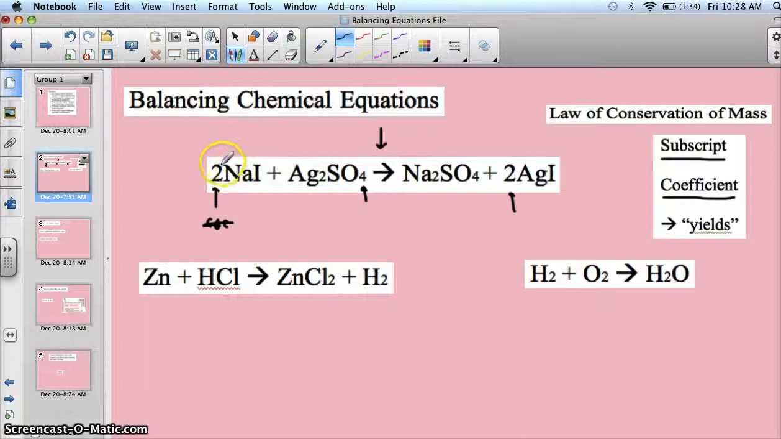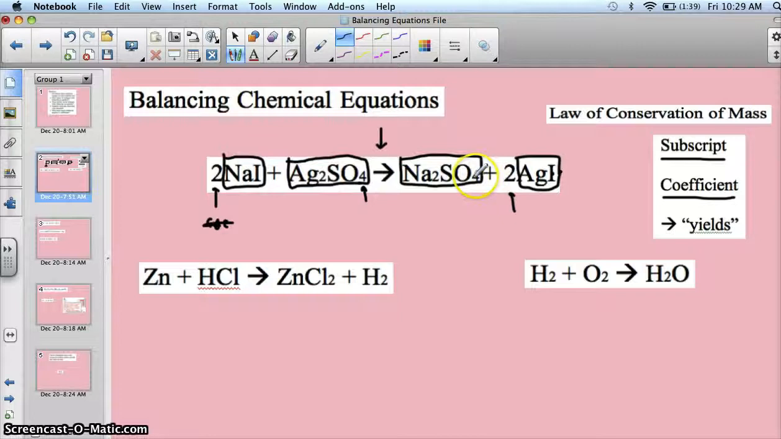And I actually saw a video not long ago where they recommended, before you start making changes to the coefficients, to put all these compounds and elements inside a box. And what that did is that prevented you from changing these subscripts, because you can't change the subscripts. The only things you can change are the coefficients. So that's something that I don't necessarily do, but it's something that might help you if you see that you're having trouble with not changing these little subscripts here.